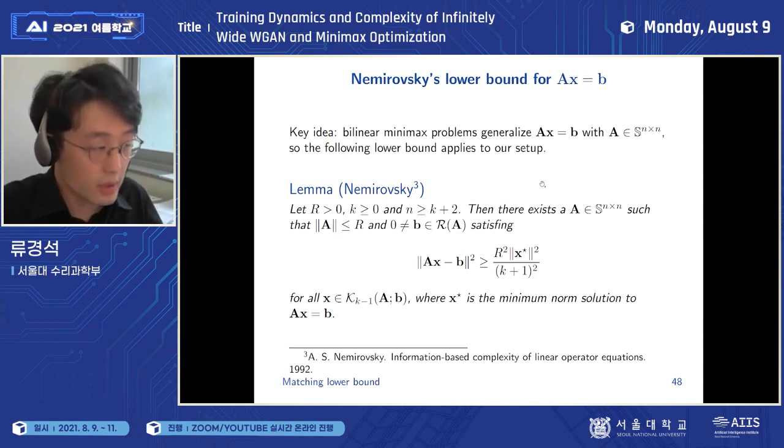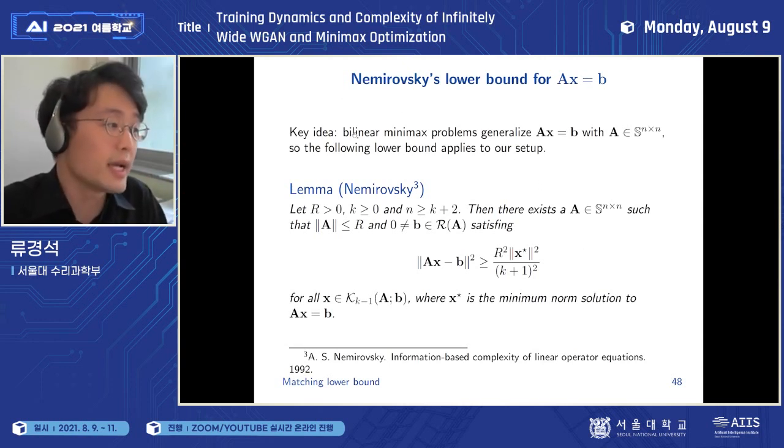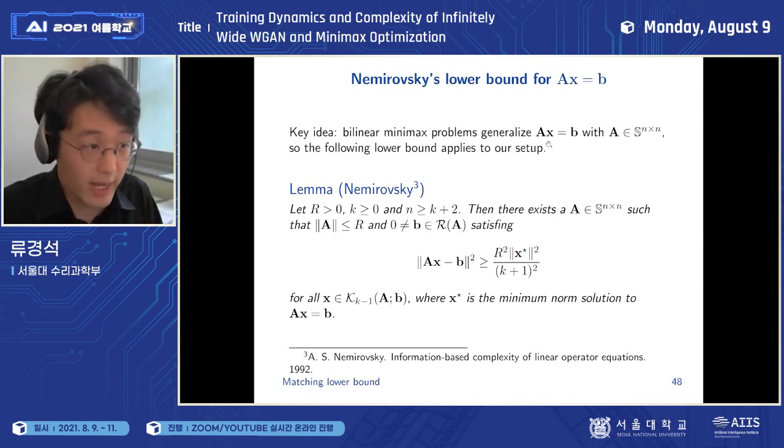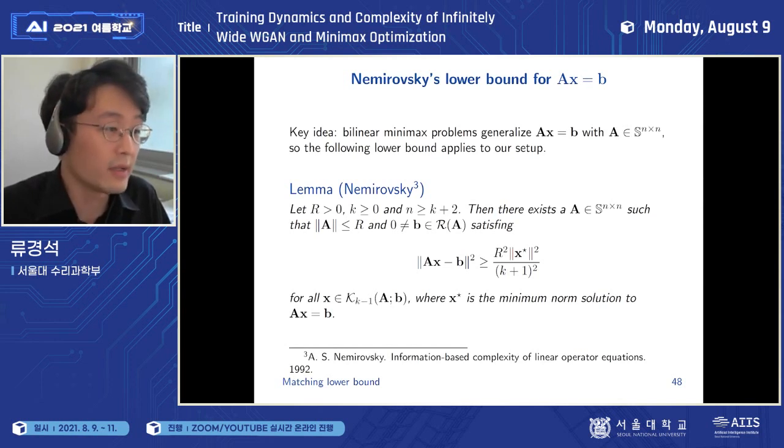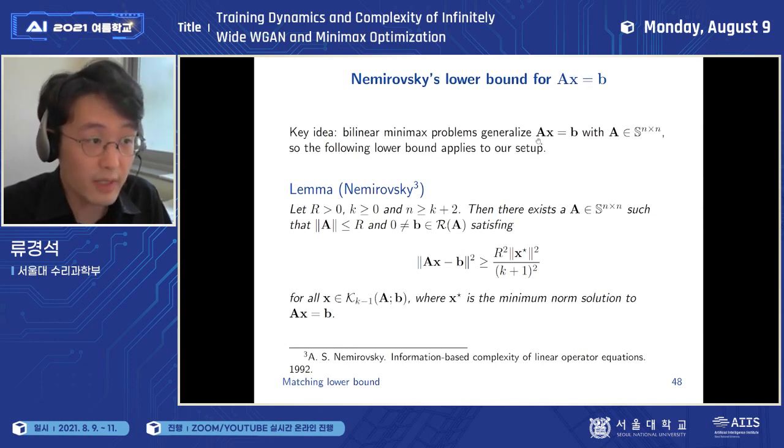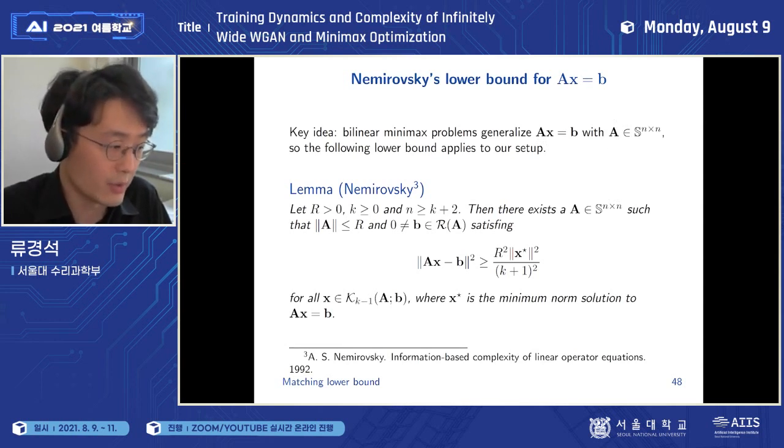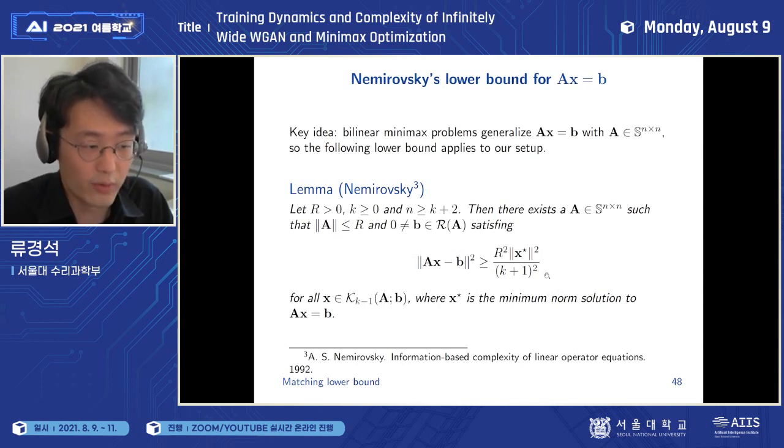But overall, to summarize the key approach, the key idea is that the bilinear minimax problem generalizes the problem of solving AX equals B, where A is an n by n symmetric matrix. For the setup of solving the linear system AX equals B with symmetric A, we have an existing prior complexity lower bound, which was established by Nemirovsky. It says that to solve AX equals B in the sense of the residual norm squared, it's not possible to do better than 1/k².